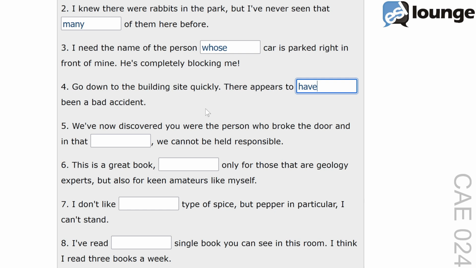On to question 5. We've now discovered you were the person who broke the door, and in that blank, we cannot be held responsible. The correct answer is case. The phrase in that case is used to refer to a specific situation or scenario. For example, in that case, we should reconsider our plans. This clarifies the responsibility based on what has been discovered.